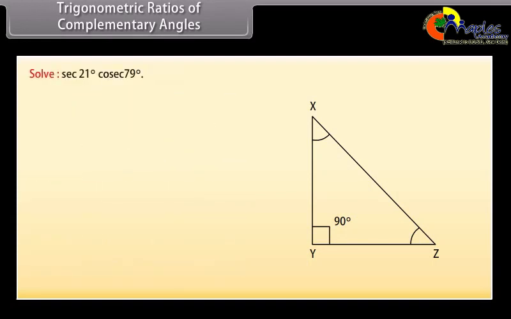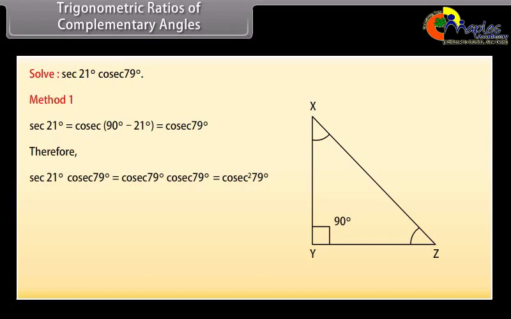Solve sec 21 degree cosec 79 degree. Sec 21 degree is equal to cosec (90 degree minus 21 degree) equals cosec 79 degree. Therefore, sec 21 degree cosec 79 degree is equal to cosec 79 degree cosec 79 degree, which equals cosec square 79 degree.